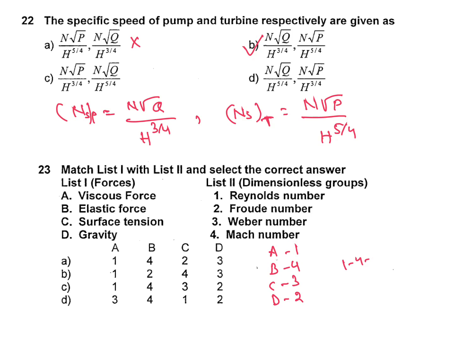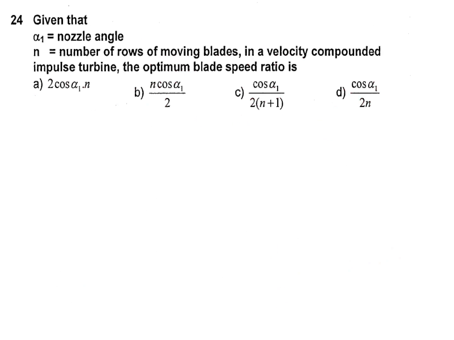Given that alpha 1 equal to nozzle angle, n equal to number of rows of moving blades in a velocity compounded impulse turbine, the optimum blade speed ratio. Optimum blade speed ratio is rho, it's U by V1. So if you calculate this one, we will get rho optimum is cos alpha 1 by 2n. This is for impulse turbine. So from the options, D is our answer.